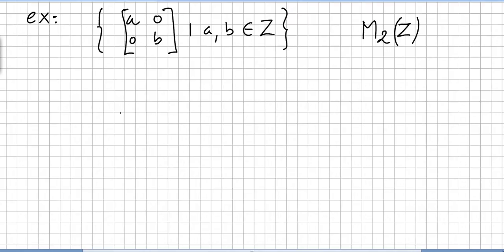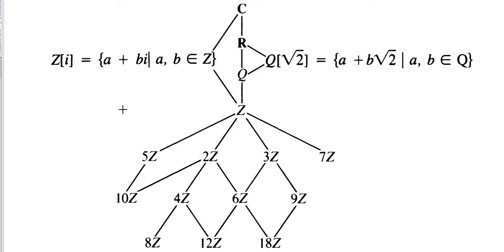It's obvious that a ring might have more than one subring. It might have one subring or two subrings or n subrings. And we can picture the relationship between a ring and its various subrings using what we call a lattice diagram. So here we have a lattice diagram.